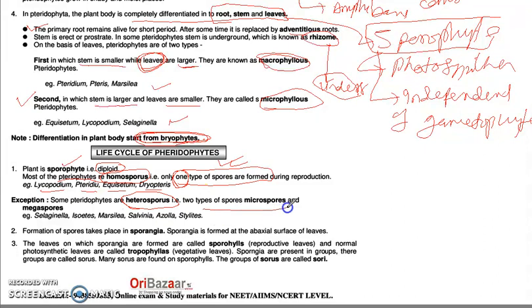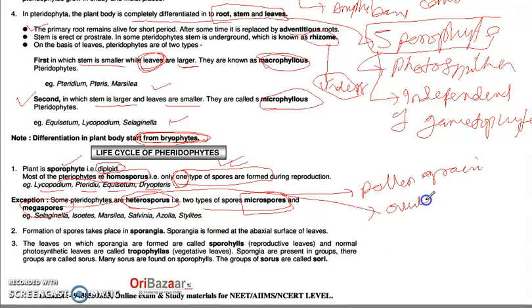There are two types of spores present: the small spore, the microspore, and the megaspore. The microspore will relate to what? In future we find pollen grains, and the megaspore will relate to the ovule. In future they will produce seed. So the seed habit first starts from Selaginella, Isoetes, Marsilea, Salvinia, Azolla, and Stylites.